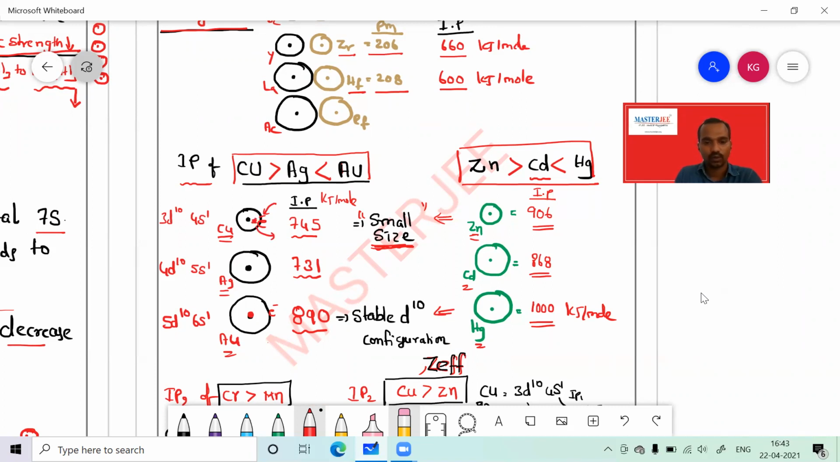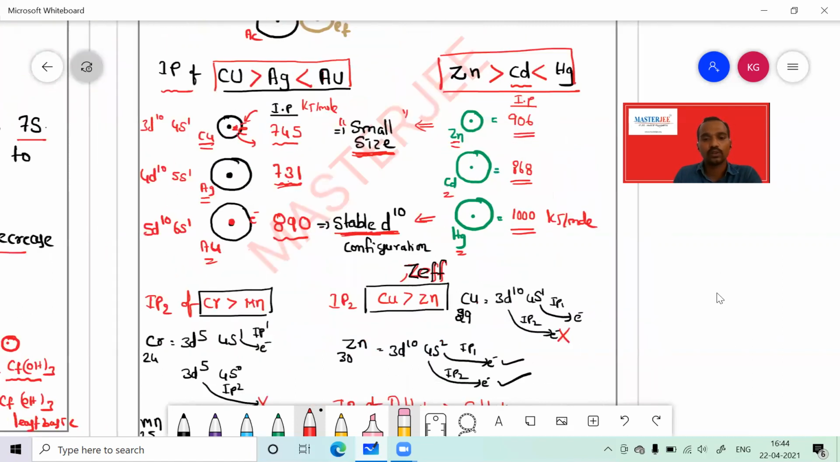Next, why does gold have the highest ionization potential value when compared to silver? One reason is the stable d10 configuration. With a stable, completely filled configuration present, removing an electron is highly difficult. Next, the effective nuclear charge is also increasing here. Effective nuclear charge means the resultant nucleus attraction force. Due to the increase in resultant attraction force, it is difficult to remove. What are the two reasons? Stable electronic configuration and effective nuclear charge.